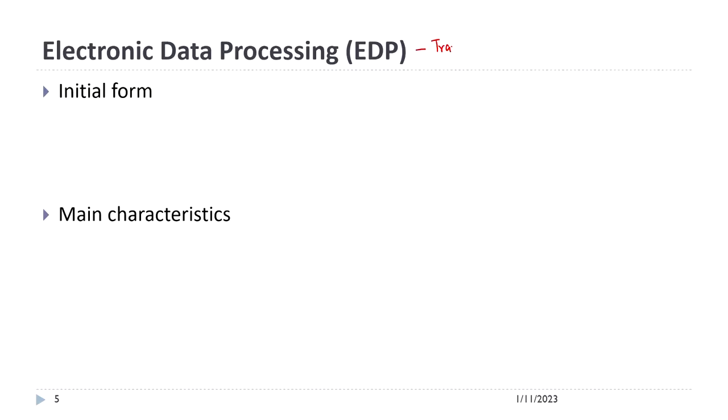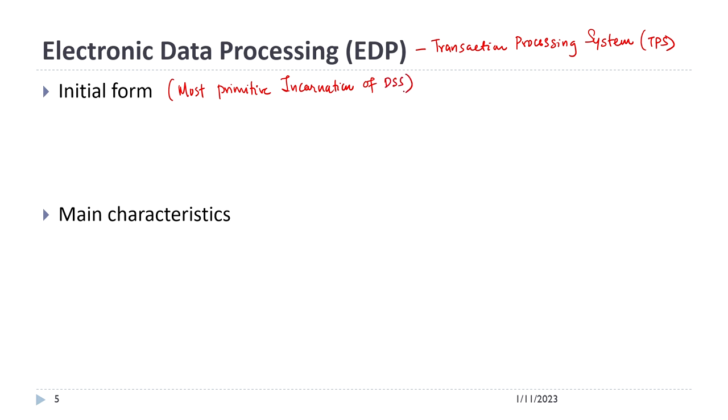Now we move towards the next one, which is the first part of the decision support system, what we call electronic data processing, EDP, or the other name for it, transaction processing system, TPS. We are going to talk about the TPS, or electronic data processing. This was the initial form, the most primitive incarnation of DSS. You can think about it as the father of DSS, the starting point from where the DSS evolution started.